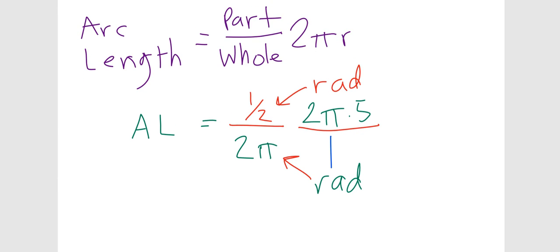I know where you're headed, and yes, you are correct. Does anything cancel out? How about the 2 pi? Yeah, that's great. Nice. Always, always, always reduce before you multiply. Make your life easy. What is half of 5? 2.5. Thank you very much.